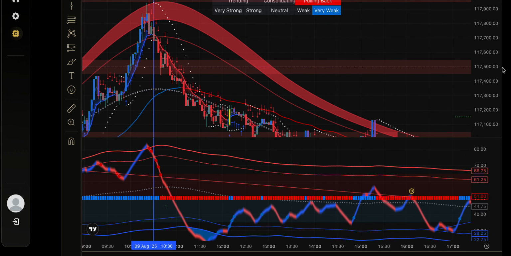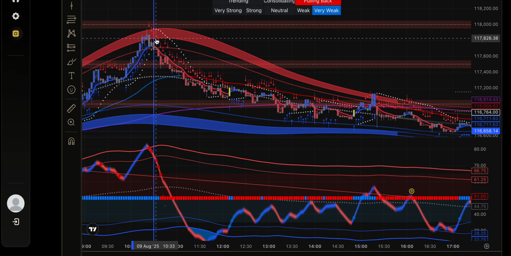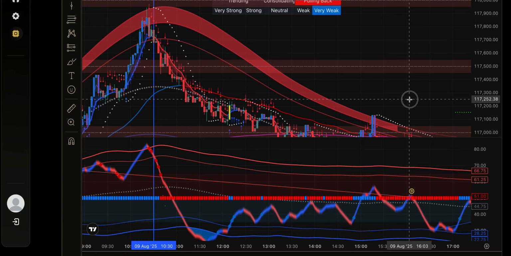Most likely the Sniper Pro will give you its own SL and TP, so you can use that if you're a beginner. But if you're more advanced, you can just use this one. Just put your SL here, or you put your SL here, depending on whatever you prefer. Maybe you like a tighter SL, you put it here. You want to give more space, put it here. But if you're a total beginner, Sniper Pro will give you its own SL and TP.